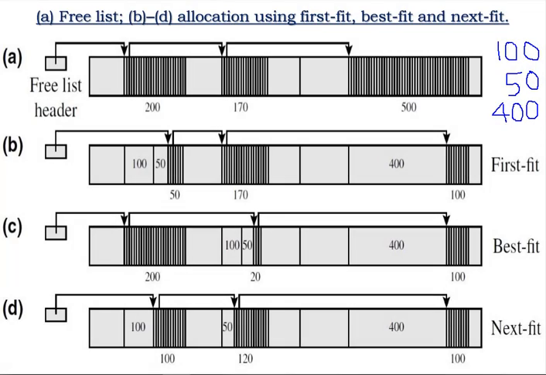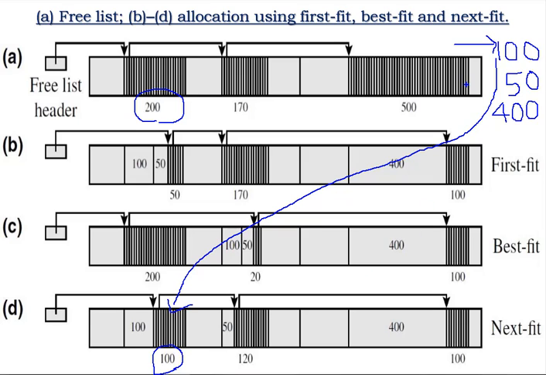Next we will discuss the next fit technique. When using next fit, the operating system selects the next free block for every new allocation. Let's see how it works. For example, the first process requires 100 bytes of memory, and it will be allocated in the first free memory area, the 200-byte block. It allocates 100 bytes from that, and 100 bytes remain.